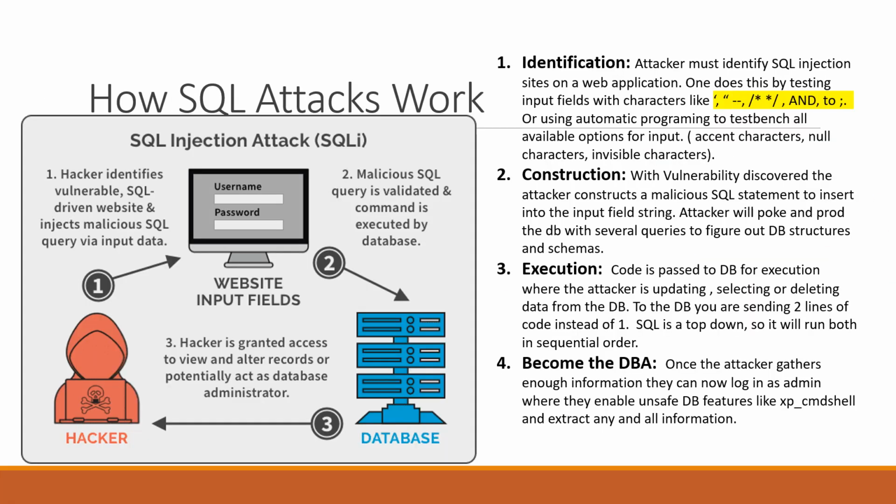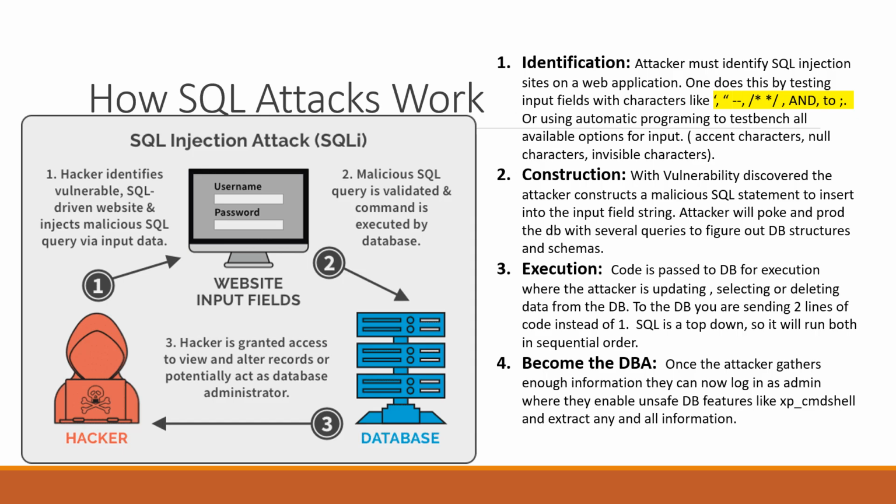Next, let's look at how SQL query attacks work. First step is identification. Attackers must identify SQL injection sites on a web application. One does this by testing input fields with characters like what's highlighted in yellow. These characters are known characters in SQL. For instance, the single quote signifies the end of a text field or the beginning of a text field for a string. There's a comment for the slash star, the AND and OR operators, as well as the semicolon to state the end of an SQL query.